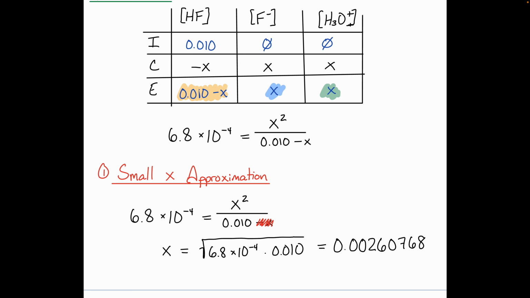All right, and importantly, according to our ice table, what is that value of x? That is simply our hydronium ion concentration. So if I take the negative log of that concentration, I get my pH equal to 2.58.